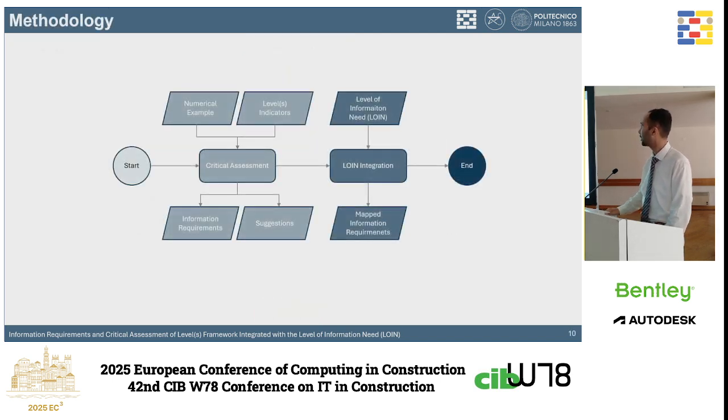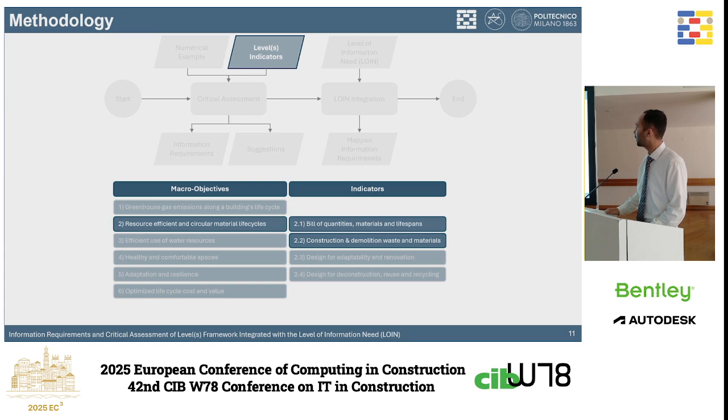So the methodology that we followed is just 2 steps. Each of them has some inputs and outputs. First we do the critical assessment of the levels and then try to integrate it with level of information need. As the case of the levels, we just consider the macro objective 2 and the indicators 2.1, 2.2 related to bill of quantities and construction and demolition waste.